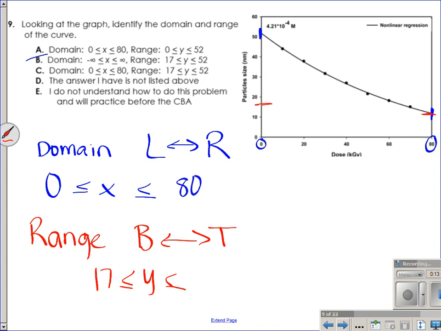And the highest value is right here, just above 50. So it says in the problem all the options are 52. So we'll go from 17 to 52. So that means we're looking at option C. Okay? That's number 9.